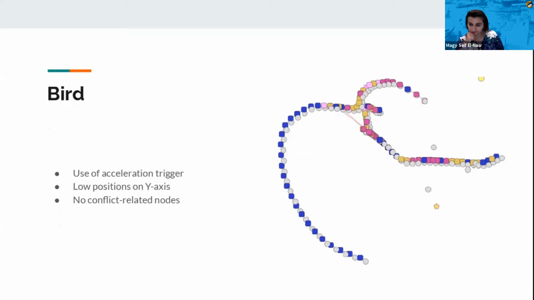The bird behavior is characterized by the use of the acceleration trigger, low positions on the y-axis, and few to no conflict-related nodes, such as shooting or taking damage. In this behavior, the player is simply flying in a lower position, which makes the player harder to be targeted. In the figure, the leftmost player belongs to the bird behavior, nodes in blue, during most of its subgraph.